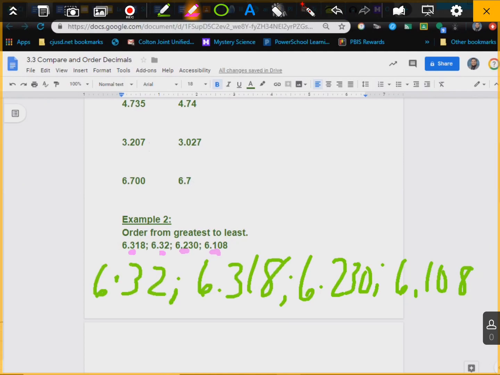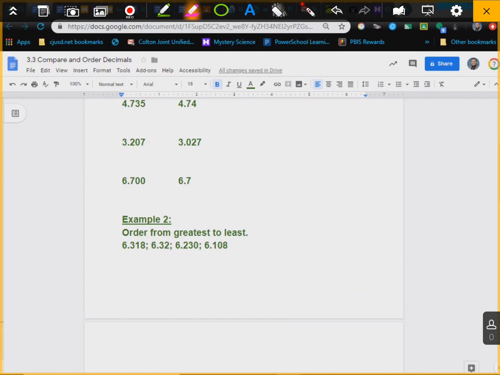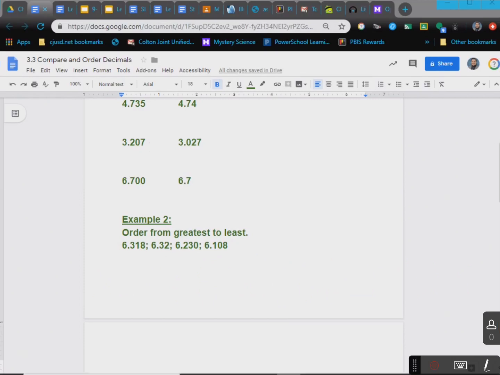For here, the 3s were equal, so we had to go to the hundredths, and that showed us, oh yeah, the 2 is bigger than the 1 here. Okay, that's the second example. If you have questions on that, make sure you write it down so we can go over it the next day. Last 2 examples are coming up.